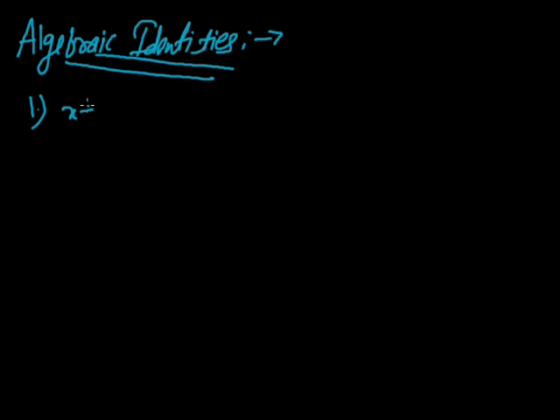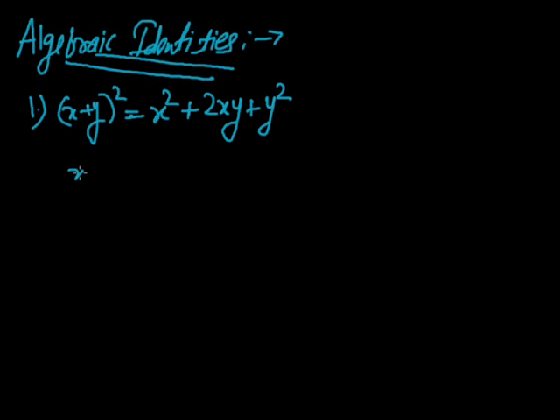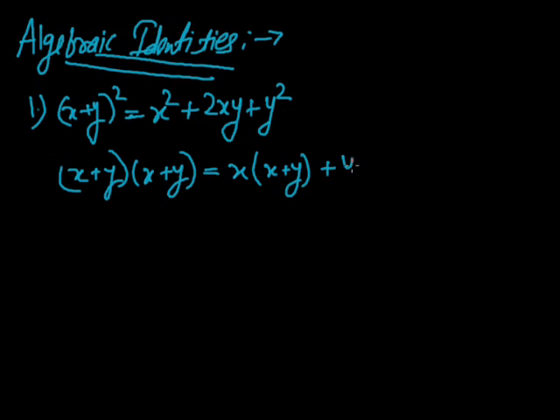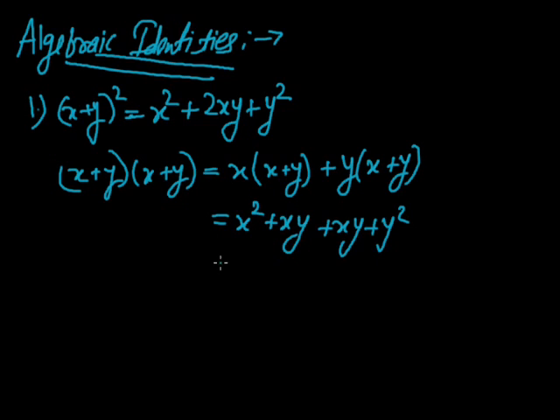Let us recall it. (x + y) whole square is equal to x square plus 2xy plus y square. How does it come? We can solve it. For example, if we have (x + y) into (x + y), we have to multiply them. Then we will multiply first x to (x + y), then y to (x + y), and finally we will get x square plus xy plus xy plus y square, or you can say x square plus 2xy plus y square.